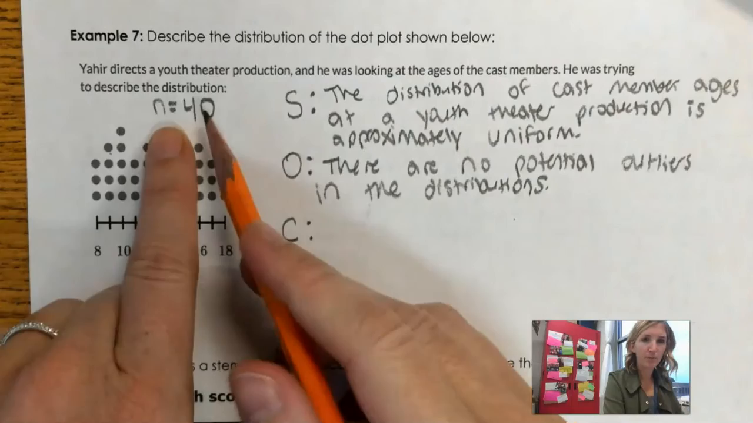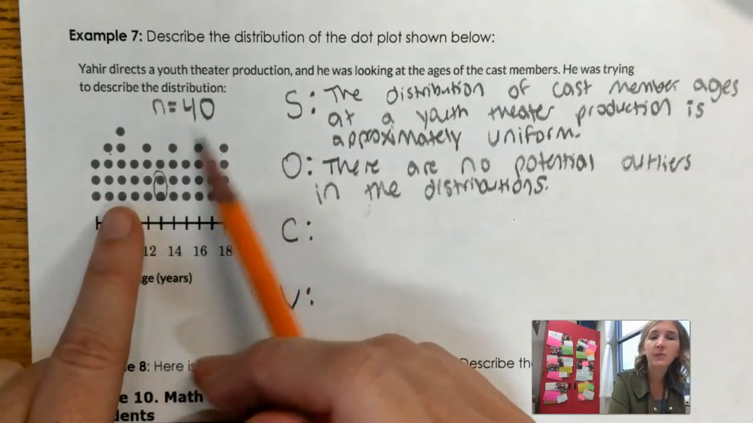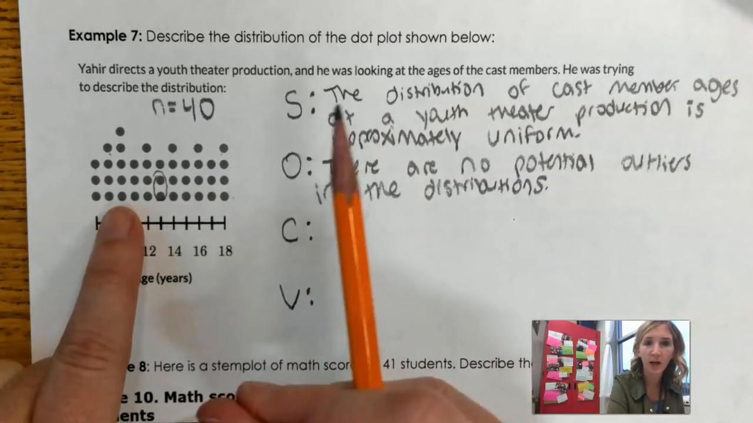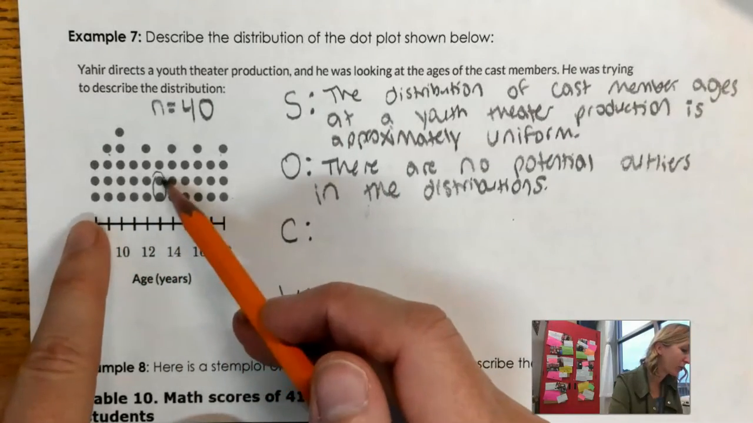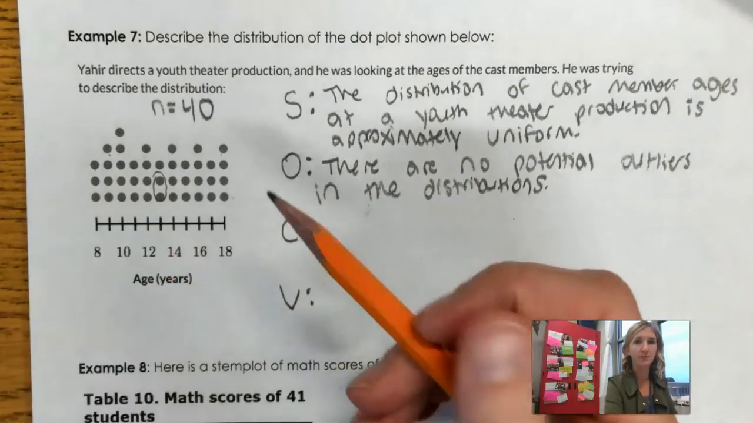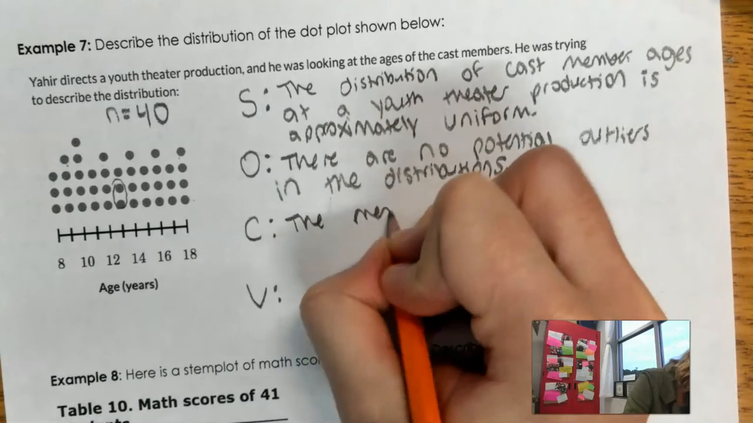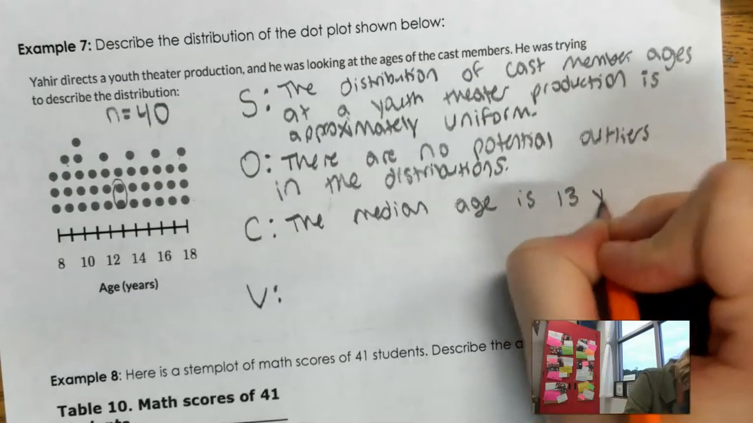So I calculated my sample size by counting the dots. There are 40 dots in total. Since I have an even number, I know that my median is going to be the average of the 20th dot and the 21st dot. But when I counted from the beginning, I got 20 and 21. They're actually the same number, so I know that my median is going to be 13. So I'm going to say the median age is 13 years old.